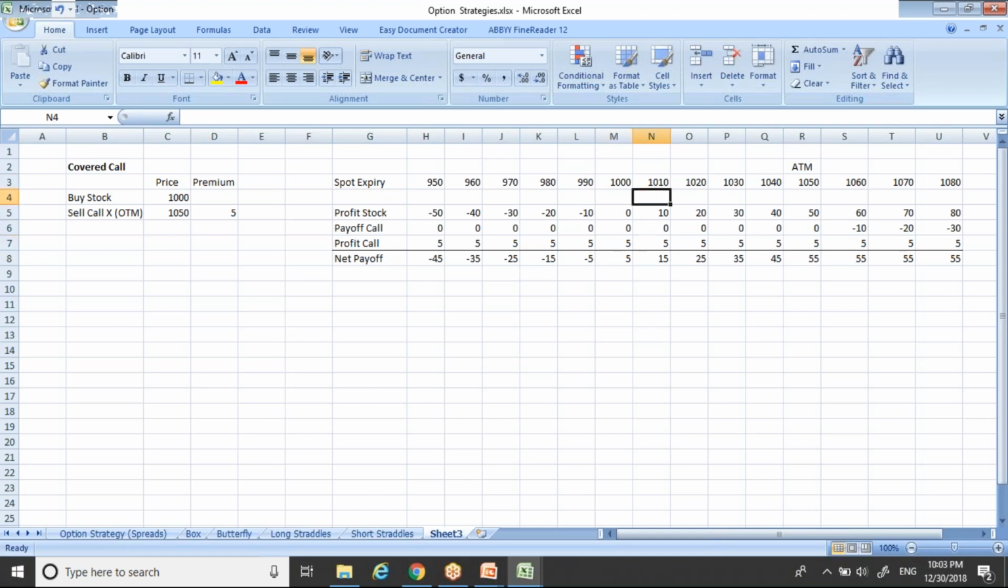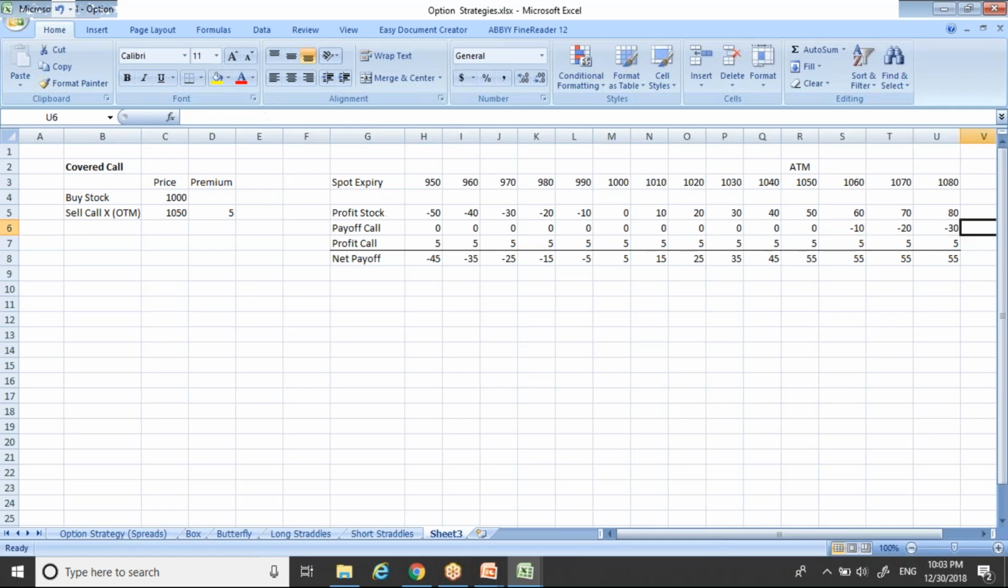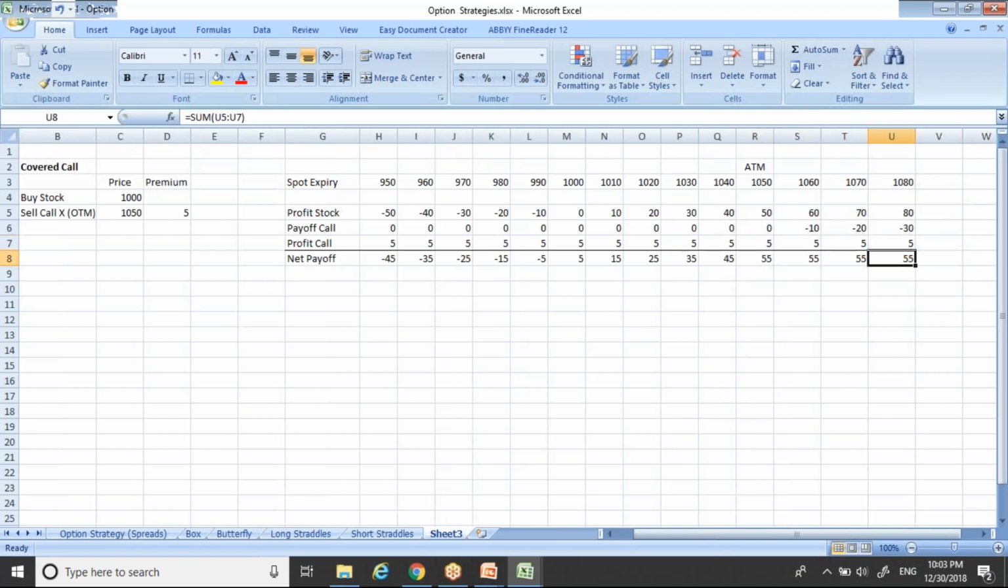But when the price increases, you make 10 rupees from shares and 5 rupees from call. And the price goes 10, 20, you make 20 rupees from share, 5 rupees from call. So you make this profit till 1050. And after that, this call is giving you losses, but you are able to maintain the target profit. So benefit is you are able to maintain the target profit, realize the target profit.